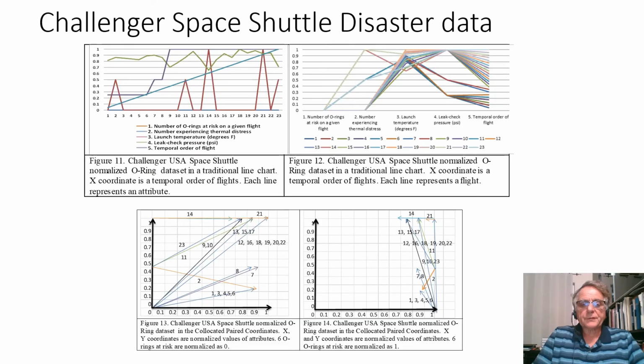The 4 figures in this slide show Challenger space shuttle disaster data with the 23 flights that preceded the Challenger flight. The top 2 show traditional visualizations in time series and parallel coordinates, and the bottom 2 show collocated paired coordinates. While the first 2 do not show a specific pattern, the last 2 show that all lines go up, only 2 lines differ. 1 line goes down and 1 is horizontal.